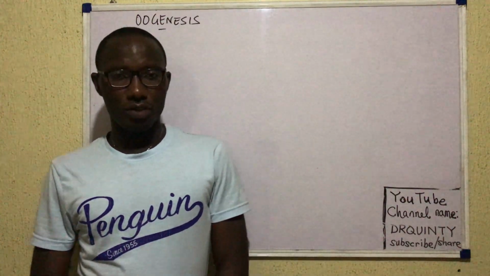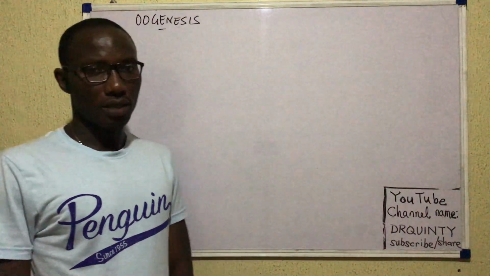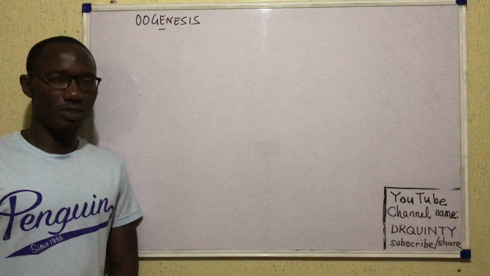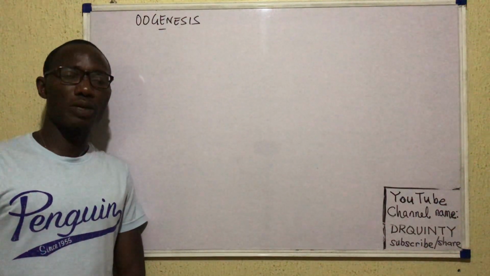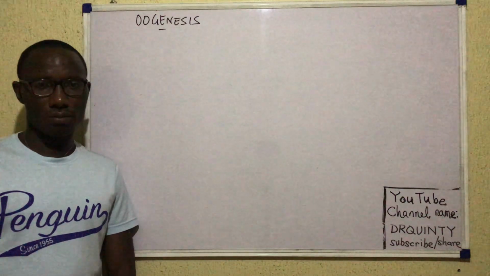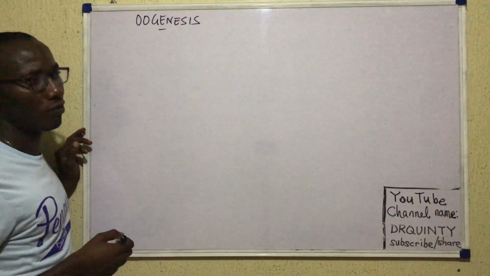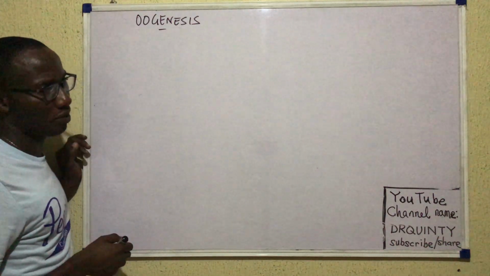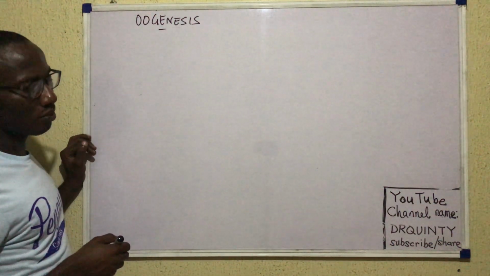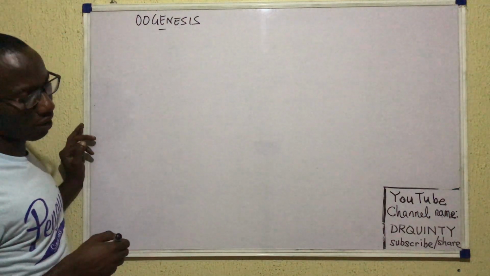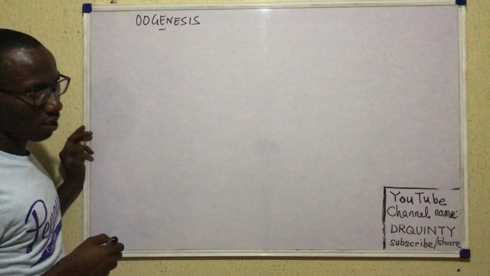Welcome back to our video on Gametogenesis. In the first video we saw spermatogenesis, but in this one we'll be looking at oogenesis. Oogenesis involves the production of the ovum or egg of the female from primordial germ cells, just as we saw in the case of the sperm cells.